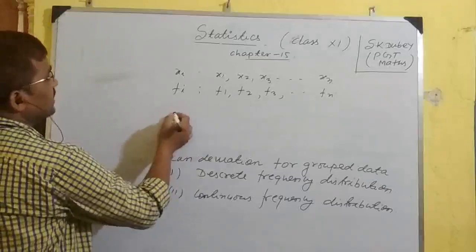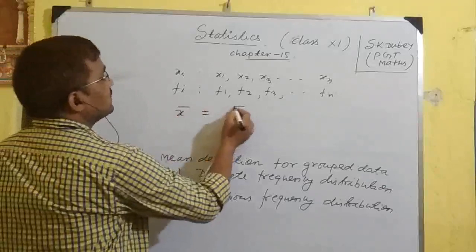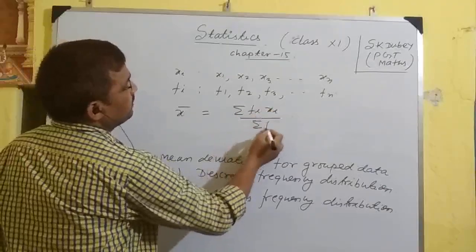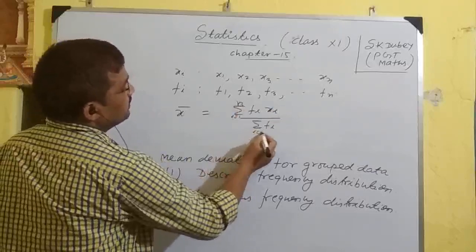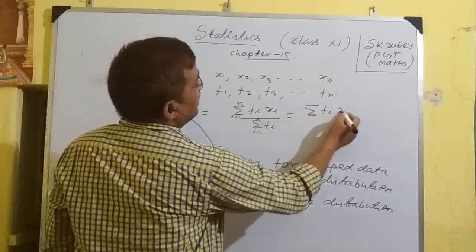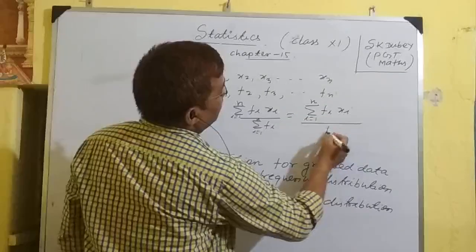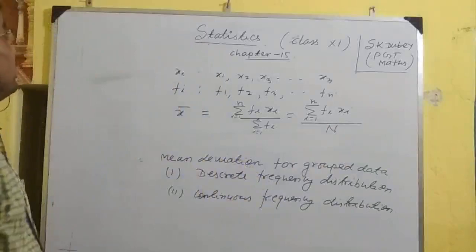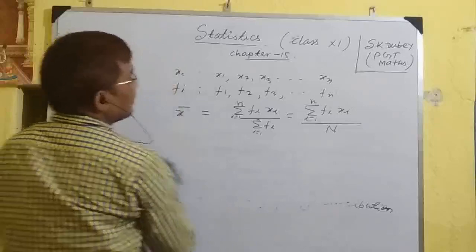The mean of this data is defined as the summation of fi xi divided by the summation of fi, where i varies from 1 to n. This is the summation of fi xi, i varies from 1 to n, divided by n. This is the mean for a discrete frequency distribution.